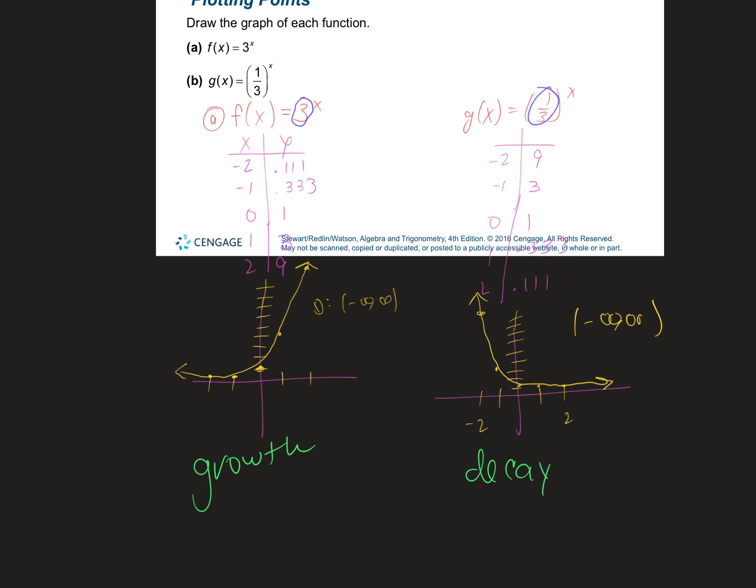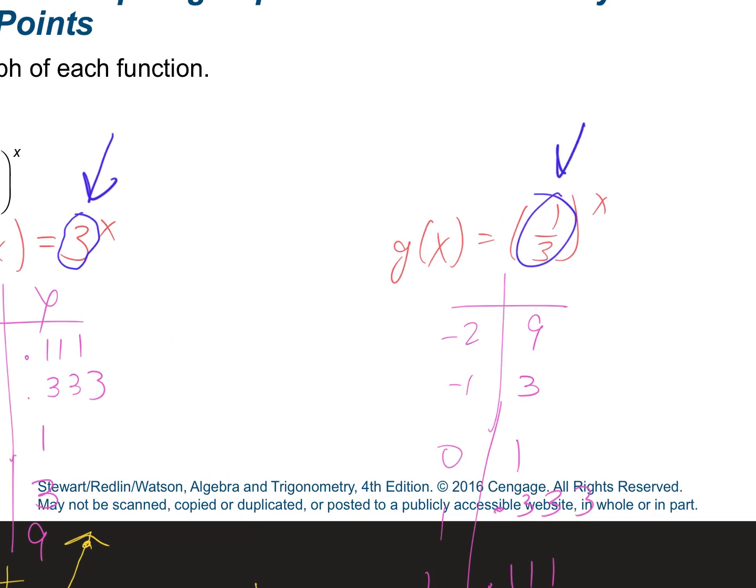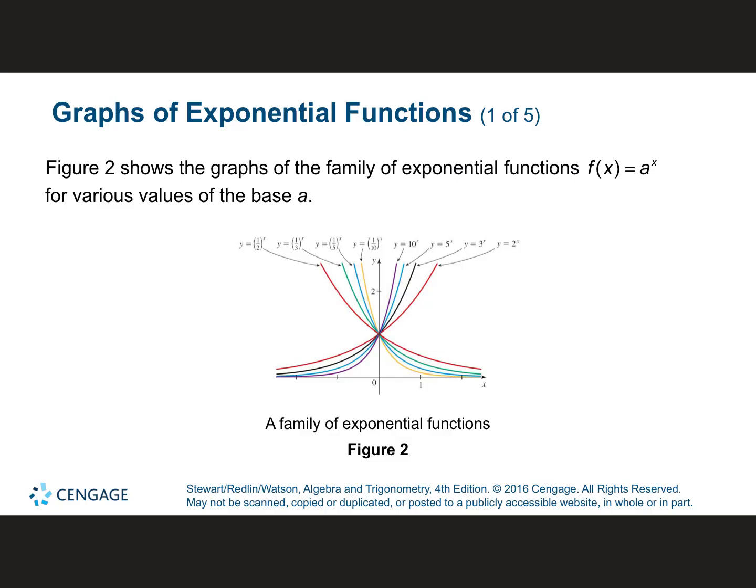When you look at it left to right, you can see that it's growing. But algebraically, if your base is a number greater than 1, it's going to grow. If it's between 0 and 1, it's a decay. Now, if there's a negative in front of it, then it's going to reflect it, that sort of a thing. But you can tell by the bases what kind of a function it is.